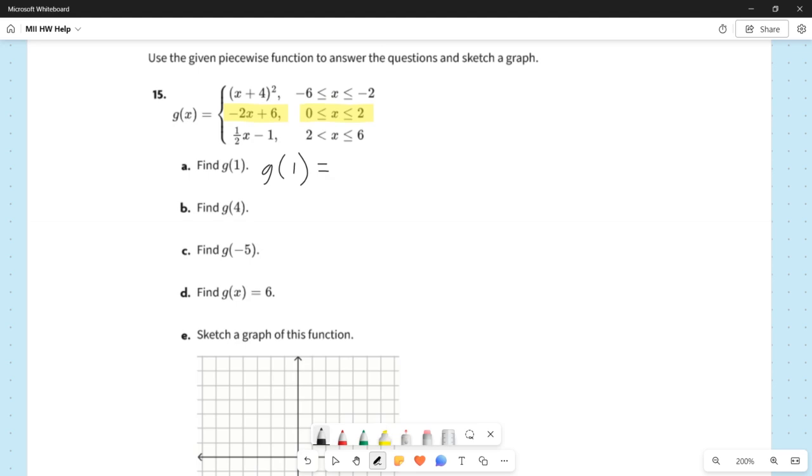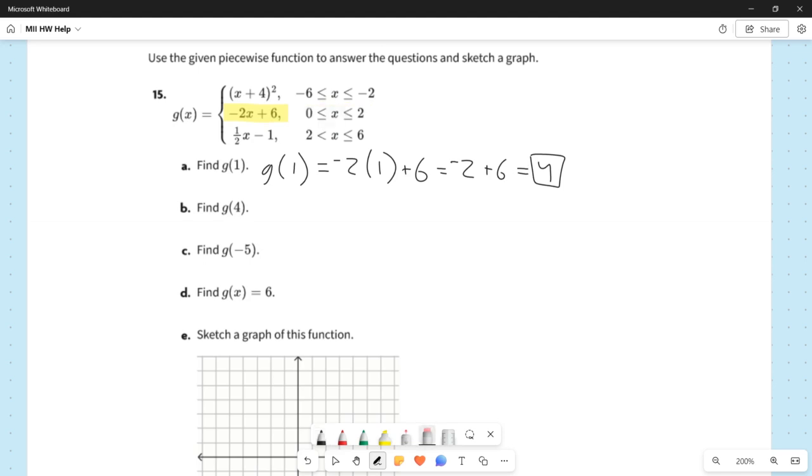G of 1, we're just going to plug it in. -2 times 1 plus 6. -2 times 1 is -2. And -2 plus 6 is 4. So g of 1 is 4 for this function. 15b, find g of 4.